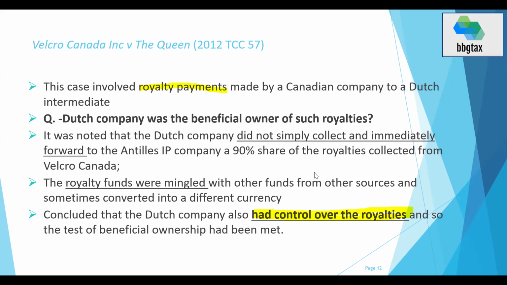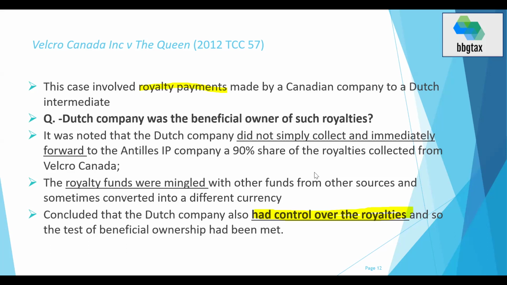The Canadian tax authorities questioned whether the Dutch company was the beneficial owner of such royalties. The tax court based its approach on the concept of beneficial ownership that had been used even in the case of Prevost Cars. With respect to the possession and use, it was noted in the Velcro ruling case that the Dutch company did not simply collect and immediately forward the 90% share of the royalties collected from Velcro Canada. Rather, the funds were mingled with other funds from other sources and sometimes converted into a different currency as well.